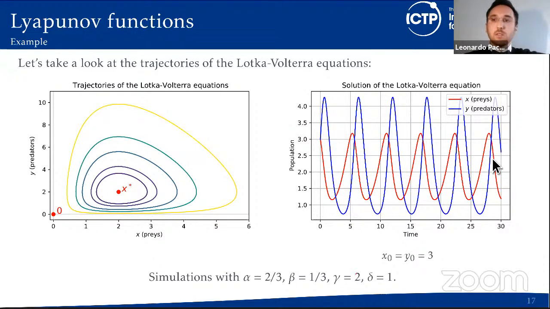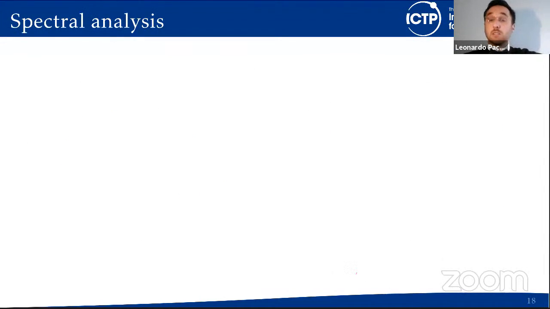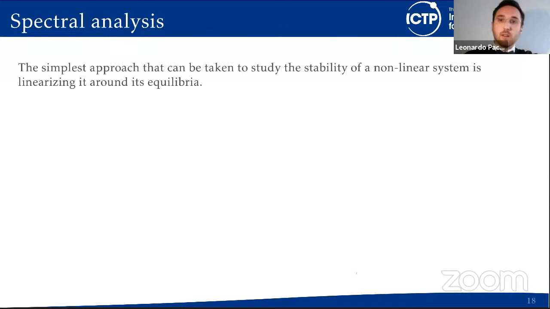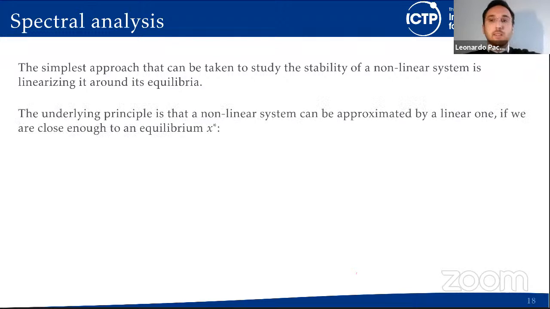Okay. So this is more or less how we can use the Liapunov functions to study the stability of equilibria in nonlinear systems. The other tool that I've told you we can use in this sense is spectral analysis. Now, spectral analysis is actually a simpler tool and basically consists in linearizing a nonlinear system around an equilibrium. The basic idea behind spectral analysis is that we can approximate a nonlinear system with a linear one if we restrict to, let's say, a neighborhood of an equilibrium.